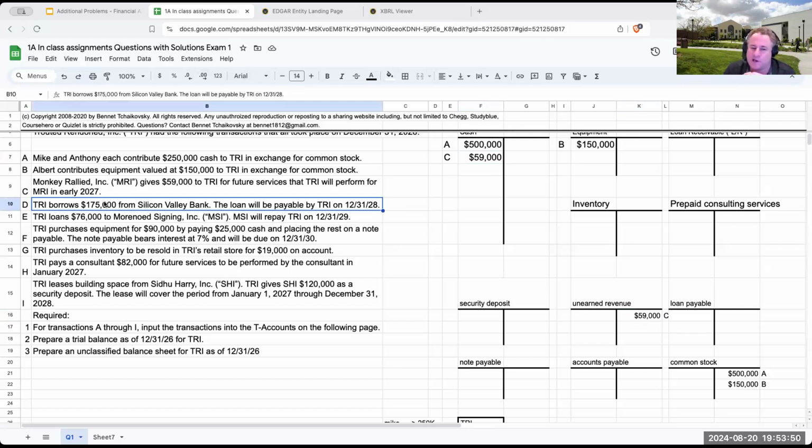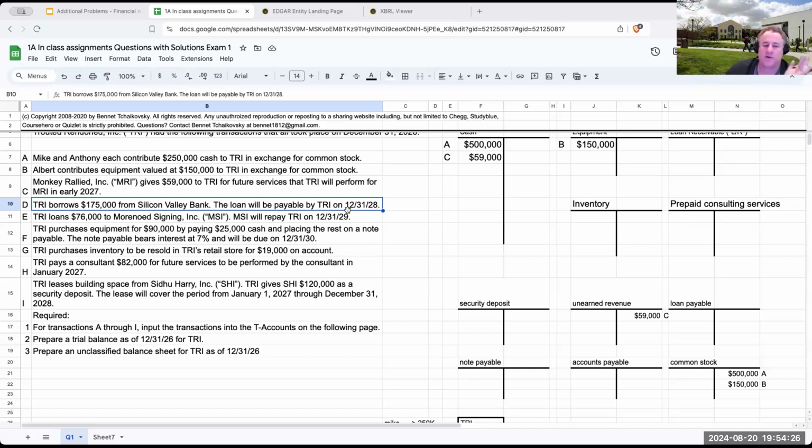TRI borrows $175,000 from Silicon Valley Bank. There might be a KPMG partner that's getting upset with me, but this is a bank that's been purchased by somebody else, or SVB. The loan will be payable by TRI on 12/31/28. Now, you might be saying to me, Bennett, hey, dude, where's the interest? Where's all this other stuff? We're not going to be concerned about that yet. Remember, what I'm more concerned with right now is that you know how to record assets, liabilities, and equity. And that's all we're doing in this exercise.